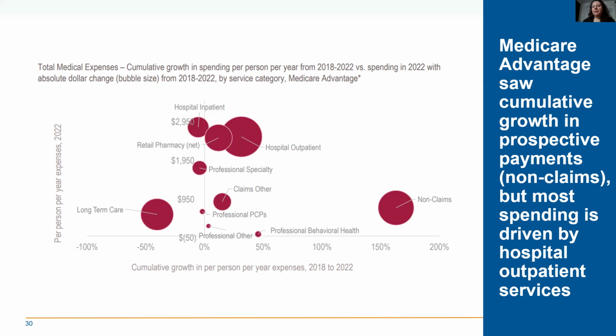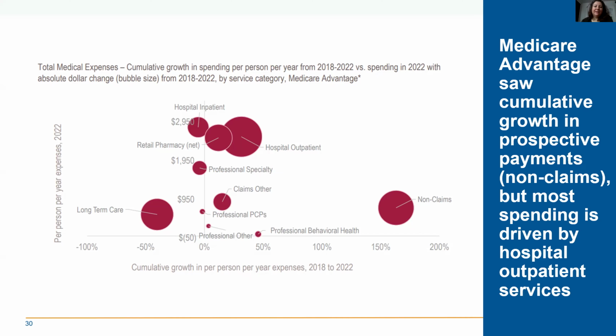Felisa is asking, does retail pharmacy include drugs administered in inpatient settings? No, it does not. That is what we would consider medical pharmacy. And so all of those drugs administered in an inpatient setting are counted as inpatient. We are making a change in our data collection this year, and we will be able to break out those medical pharmacy costs separately in next year's report.